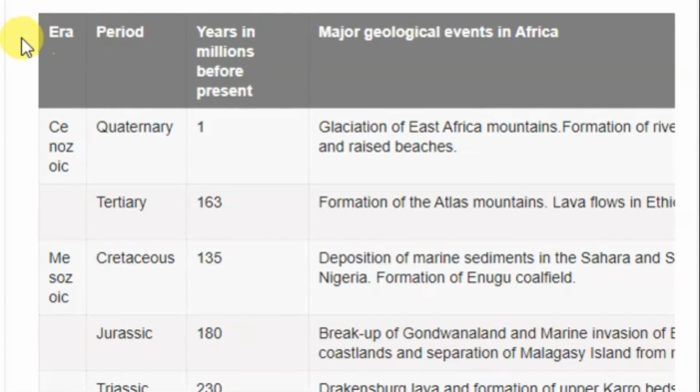So you can see here we have the era, then the period, then years in millions before present, then major geological events in Africa. Actually, this is not so much important for you to know. For example, here we have the Cenozoic era. Then the period is Quaternary, 1 million years before present, recording glaciation of East Africa mountains, formation of rivers and raised beaches.